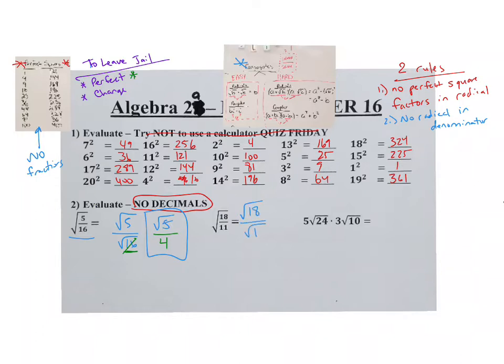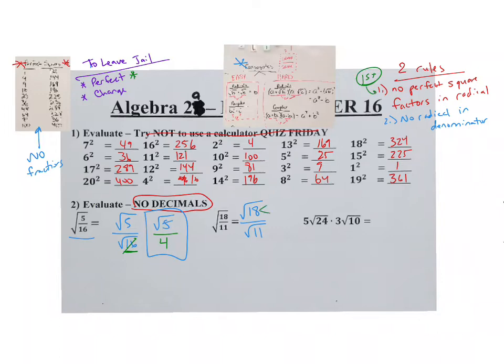Next one. First thing I'm going to do is take the radical to the top and the bottom. So I have radical 18 over radical 11, or square root of 18 over square root of 11. Now I have a couple different things to do. I personally usually look for perfect square factors first.